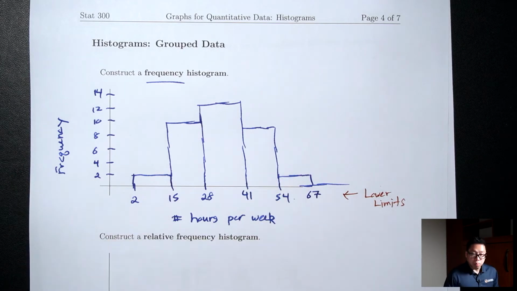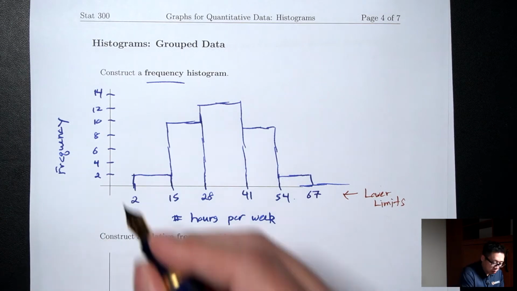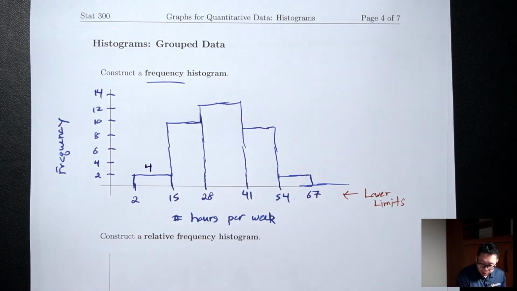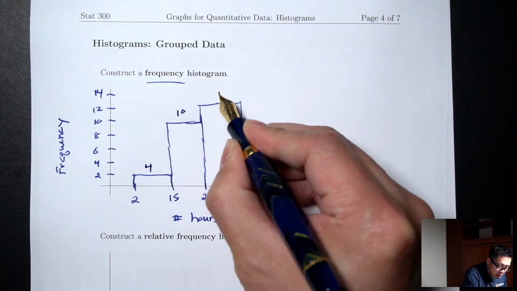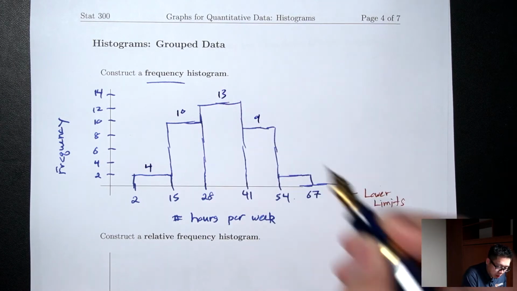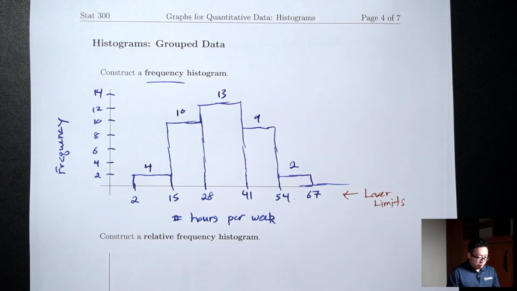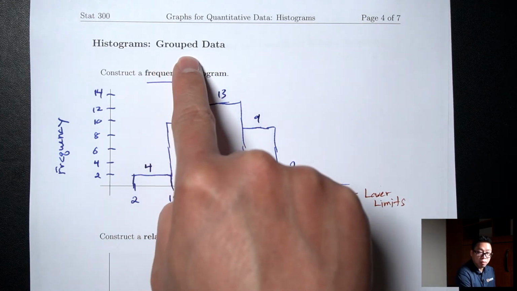Now let me label the bars just to help my reader figure out the height. The first one was a 4 frequency. Next one was a 10, 13, 9, and 2. And that's a frequency histogram for the second situation of grouped data.